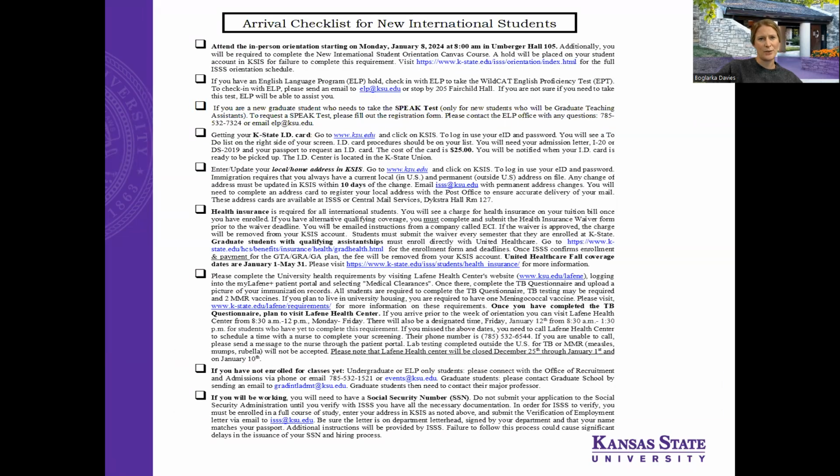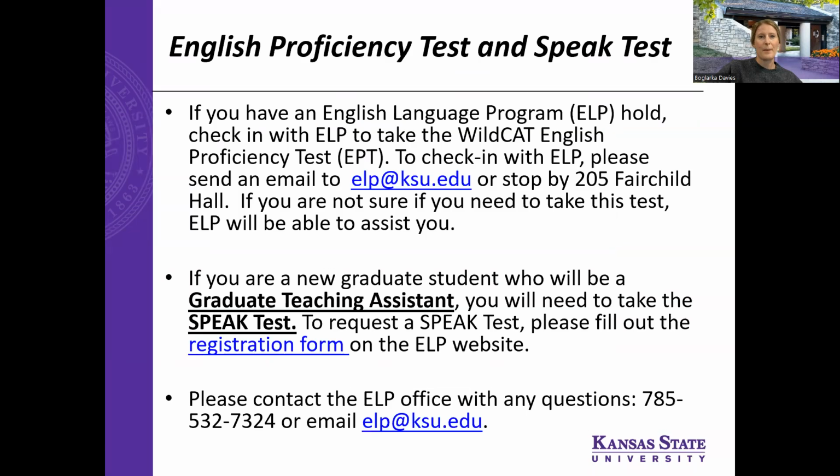Today, I'm going to talk to you about the arrival checklist, and these are the steps that you need to take once you arrive to the US. If you have an English language program hold, check in with EAP to take the English Proficiency Test. To check in with EAP, please send them an email at eap@ksu.edu or stop by their office, which is located in 205 Fairchild Hall. If you're unsure if you need to take this test, EAP will be able to assist you.